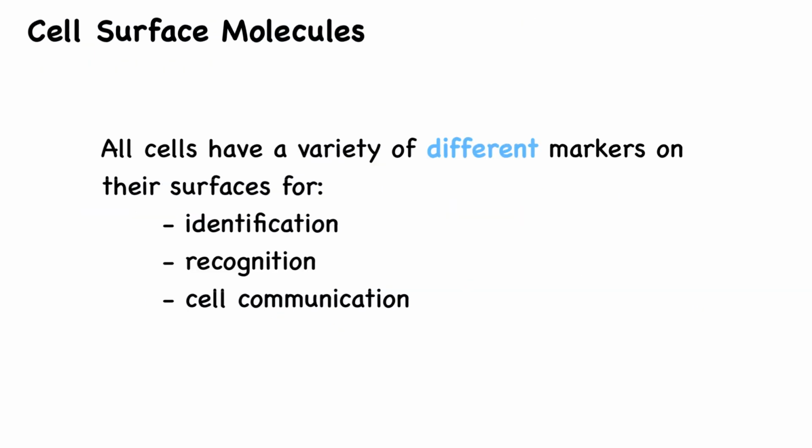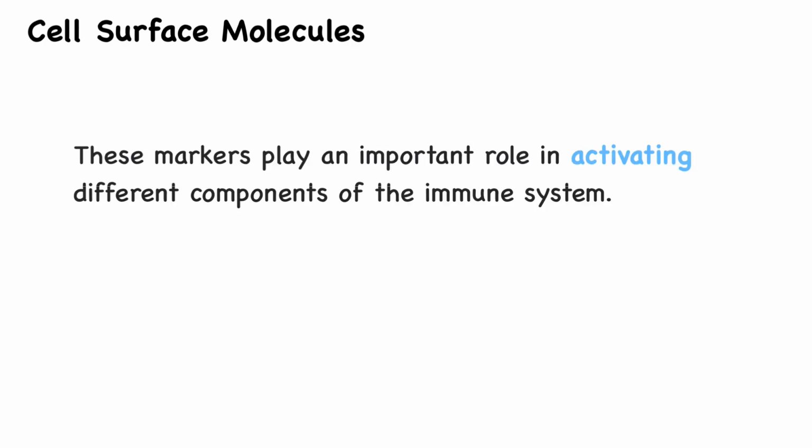All cells in the body have a variety of surface markers, which are molecules located on the cell membrane that allow cells to be identified, recognized, and able to communicate with other cells. These markers act like ID tags, helping the immune system distinguish between self and non-self, and playing a critical role in activating and coordinating immune responses.